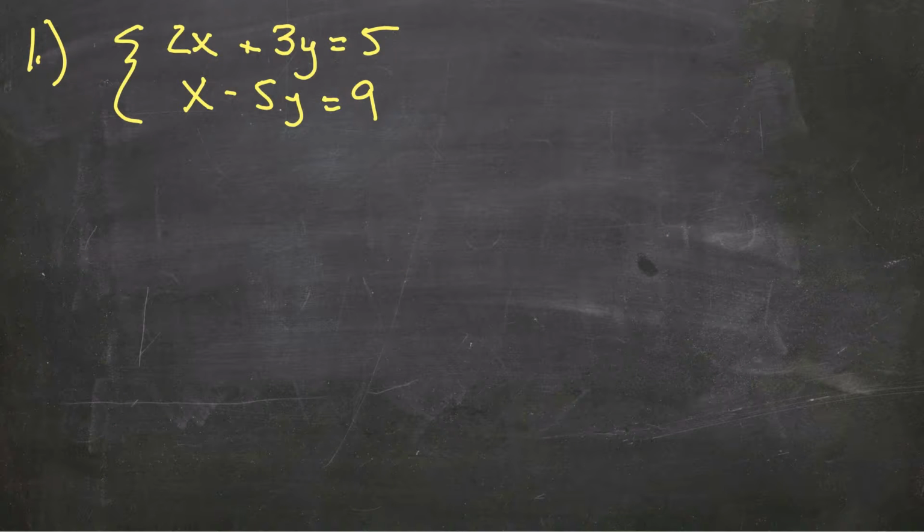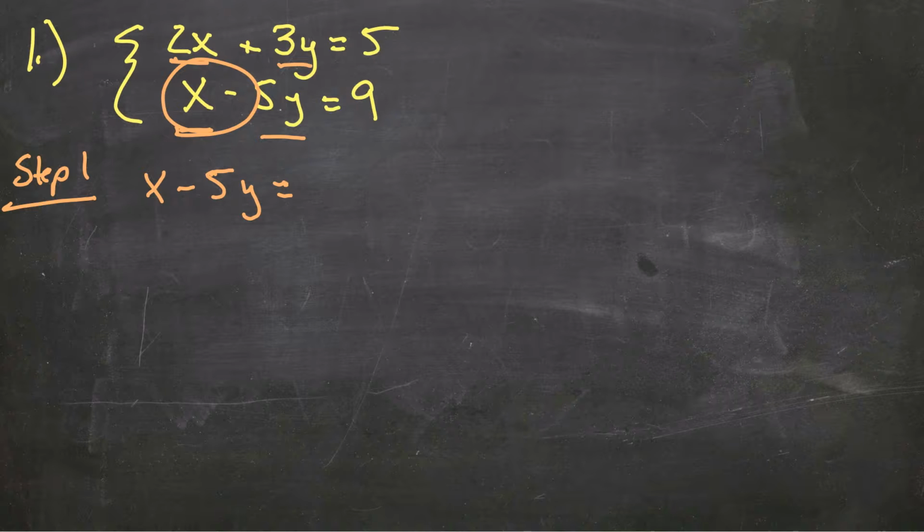Alright, number 1, we have 2x plus 3y equals 5, x minus 5y equals 9. Step 1. I'm going to look at all 4 of these variables, and I'm going to circle the one that has the least amount of stuff with it, or it's the simplest. This top x has a coefficient of 1. That's the one I want. So I'm going to write that equation, x minus 5y.